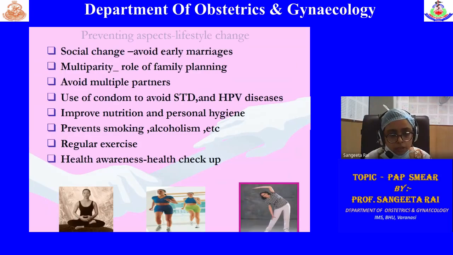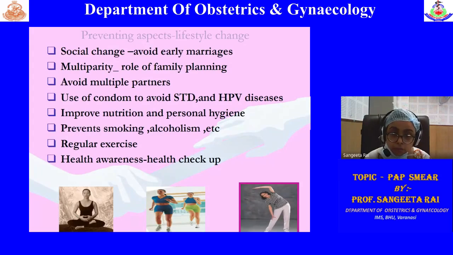The most important is the primary prevention, that is preventing the modifiable risk factors. Some of the risk factors can be modified, and some cannot be modified, like the genetic. Genetic part may be there, familial part may be there for cancer cervix. Yes, it is rare, but it cannot be modified.